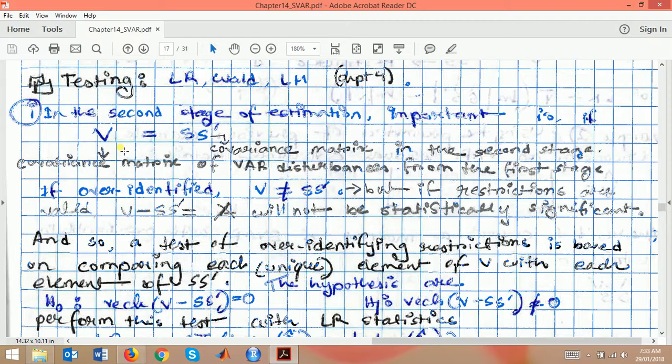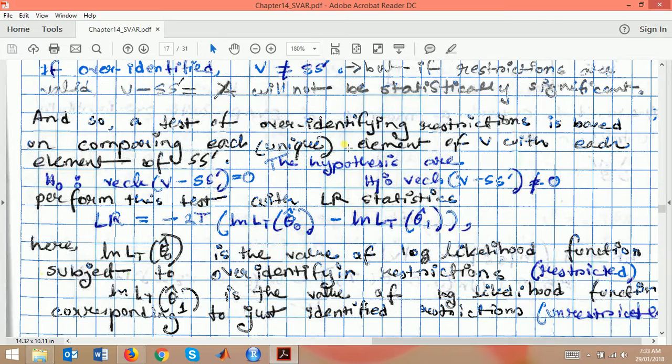The hypotheses are: vec of V minus SS transpose equals 0. Vec is again, as I said, the lower triangular representation of the matrix only. The alternative is that it is not equal to 0. Remember, if there is any 0 element in the lower triangular matrix, then it's partially identifiable.